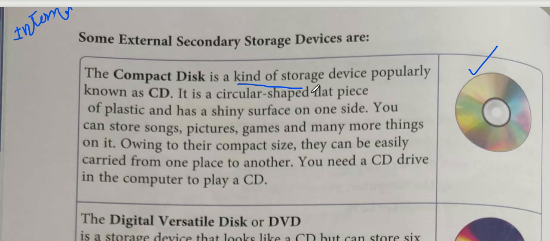It is a kind of storage device popularly known as the CD. The full form of CD is compact disc. Please underline this full form. CD is compact disc. It is a circular shaped flat piece. As you can see, every CD is a circular shaped flat piece of plastic and has a shiny surface. As you can see, different colors are visible on the CD. It has a shiny surface on one side.